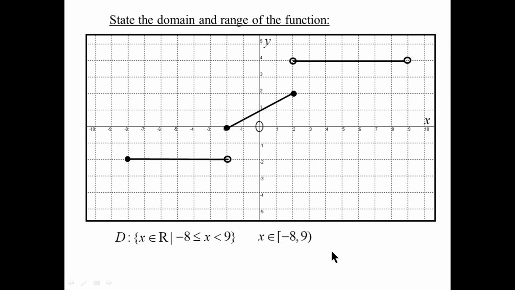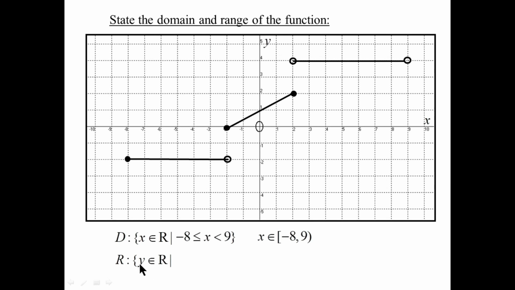And now to consider the range. The range is the set of y's in real numbers such that, and now we have to list all the pieces. We can see that y could equal -2. All along here, y equals -2. Or y is in between 0, this is 0 on the y-axis, between 0 and 2. Or y is equal to 4, because all along here, y equals 4. So we can make a list.